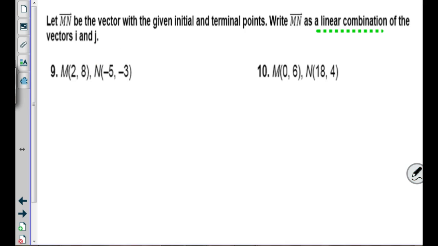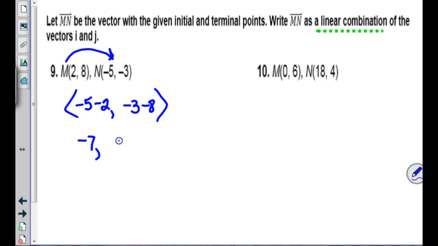Okay, go down to 9 and 10. Okay, what's 9 going to be? If you're going from n to n, remember, if you were doing it as a subtraction, you would have to subtract in the other order. I'll just write one out so you remember. From 2 to -5 would be left 7, and from 8 all the way down to -3 would be down 11. So how are we going to write that as an IJ vector? -7i minus 11j, or plus a -11j. I don't care. Same thing. That's it. Easy peasy.